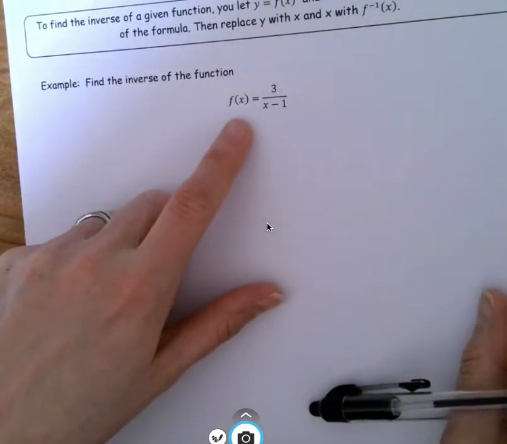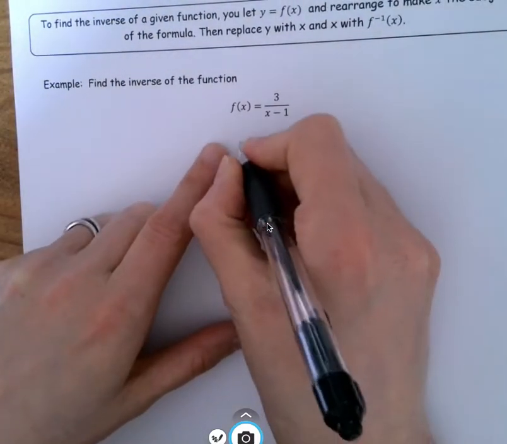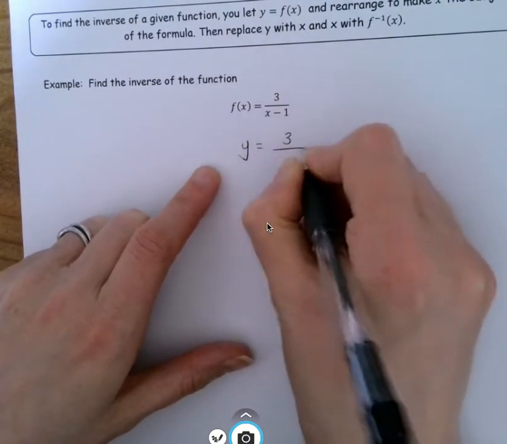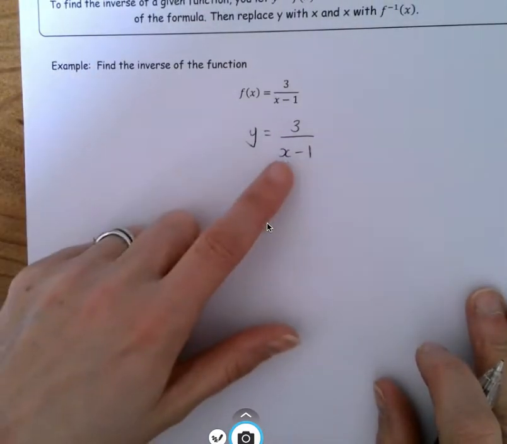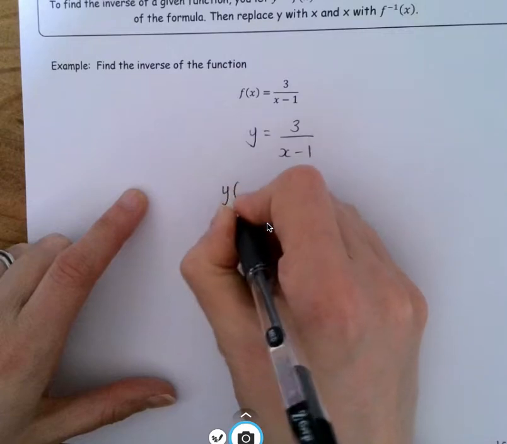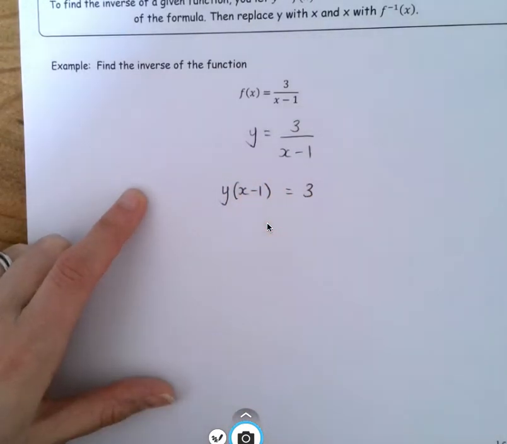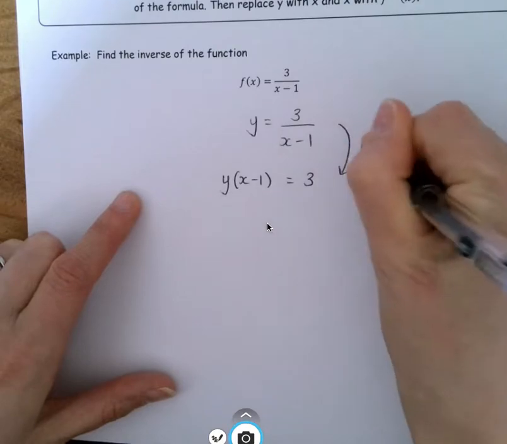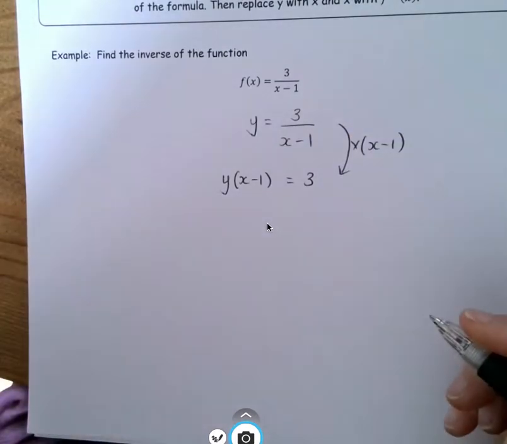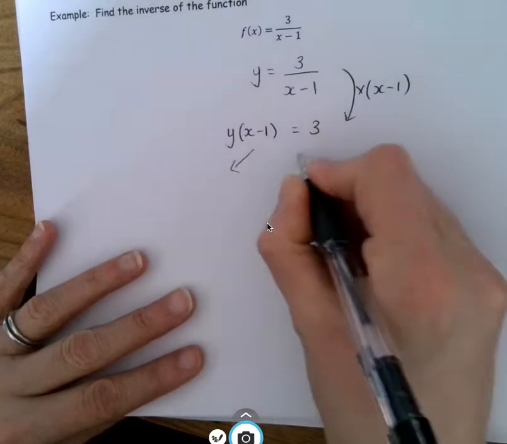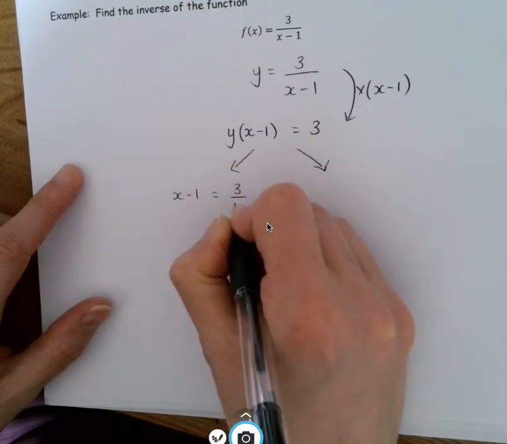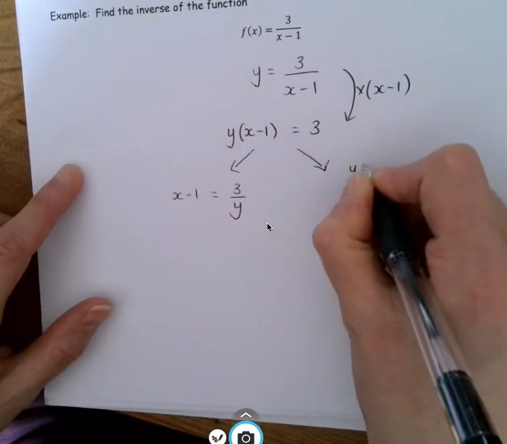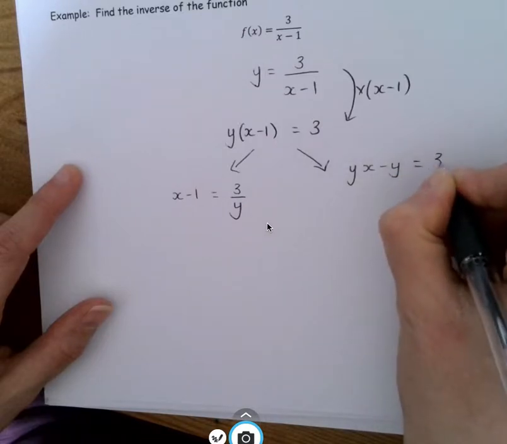Okay, so for the first one here, we've got f of x equals 3 over x minus 1. So we start by letting y be f of x, so we've got y equals 3 over x minus 1. We rearrange that to make x the subject. So the first thing we'd have to do is multiply by x minus 1. All right, so if we do that, we'll get y times x minus 1 equals 3. There's two ways you can go from here now. You can either straight away divide by y, so you get x minus 1 is 3 over y. Or you can expand the brackets, yx minus y equals 3.